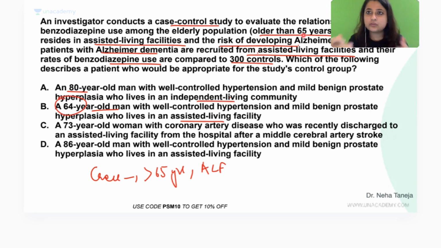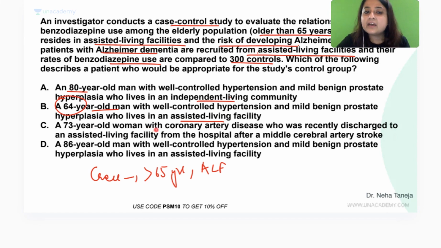Why should I choose a control who is less than 65 years of age? Did you understand? When my cases are older than 65, my controls also should be older than 65. Otherwise, confounders will come and play a role in my study. Got it? Look at the third one, everyone.